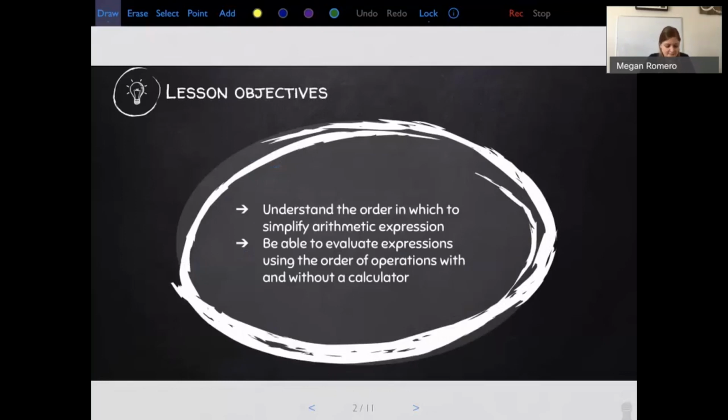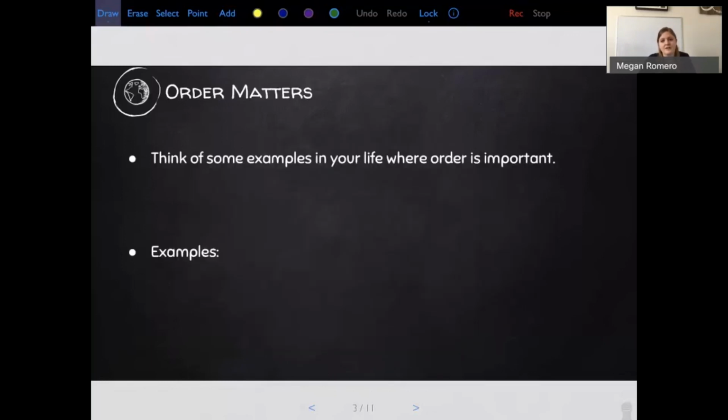go through this lesson. So order matters. So take yourself out of math, for instance, and think of some examples in your life where order is important. So for instance, I don't know if any of you are going to campus this semester, but you have to buy your parking permit before you park on campus. Or when you're reading a book, you have to read it left to right. Same thing with reading music. It reads left to right. And there are many other examples that you might have thought of.